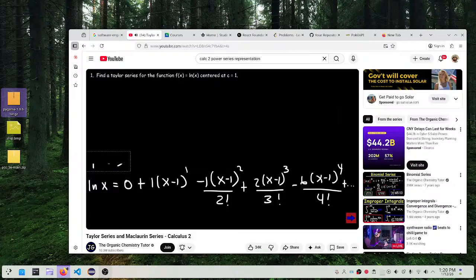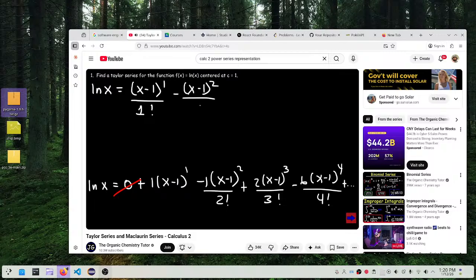Now let's simplify what we have. So we don't need to write 0. So we could say that the natural log of x is x minus c to the first power divided by 1 factorial, and then minus, well, I need to get rid of the c. This is supposed to be x minus 1 to the first power. And then it's going to be minus x minus 1 squared divided by 2 factorial, which is simply 2.